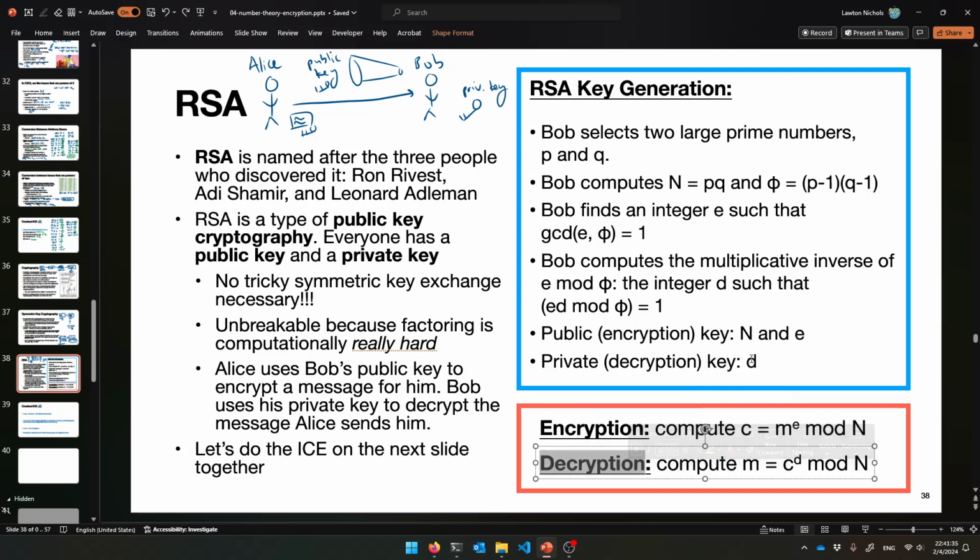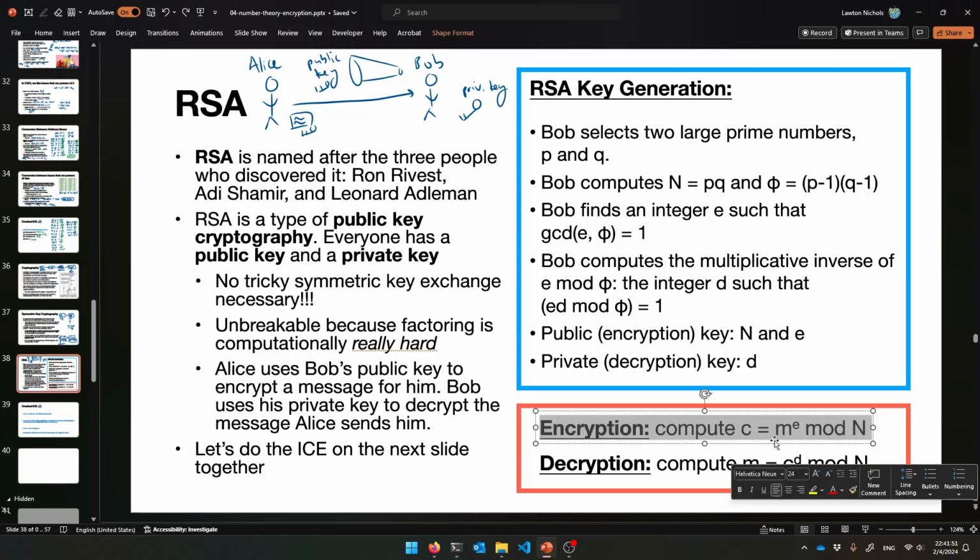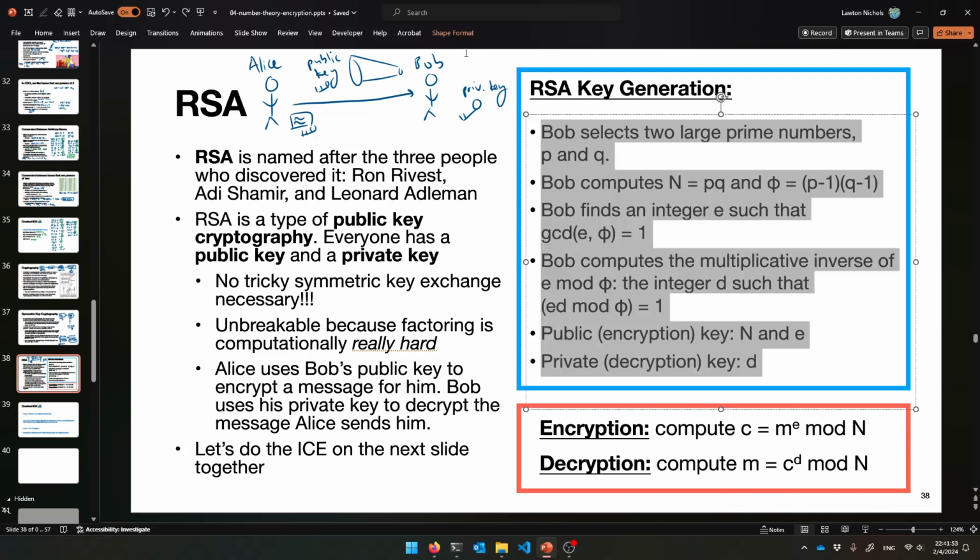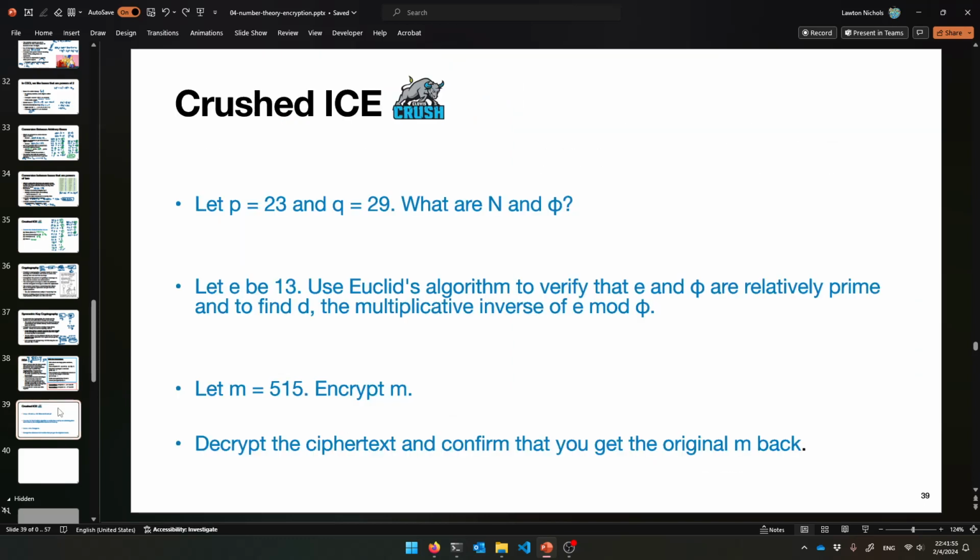And then to decrypt using the private key, because they're multiplicative inverses, it works out. You can just take the ciphertext to the power of d, mod n still, and then you can compute the original message all over again. All right, so that's RSA. That's how you generate keys, and that's how you encrypt and decrypt. So let's use these boxes, because this is what you're going to be using on your lab and in the homework. Let's do it all together.